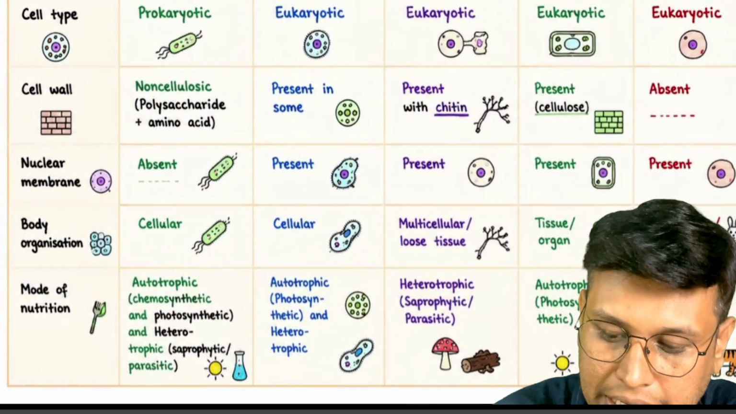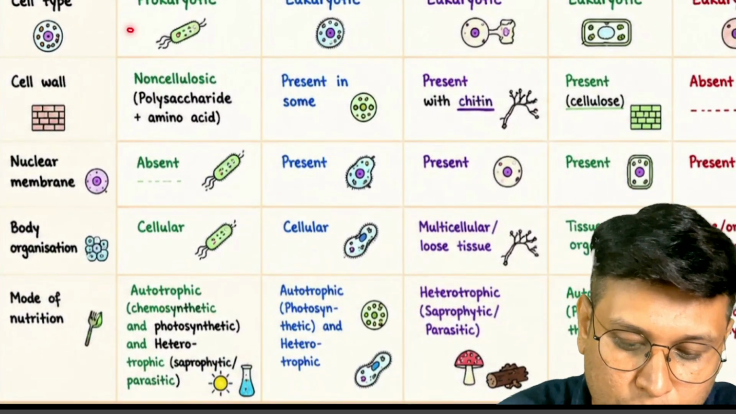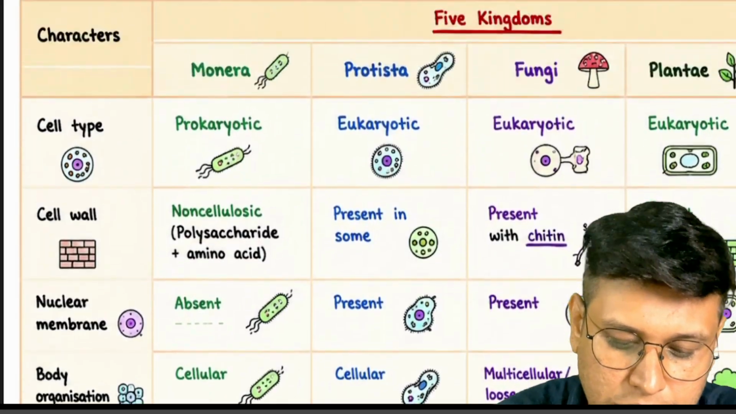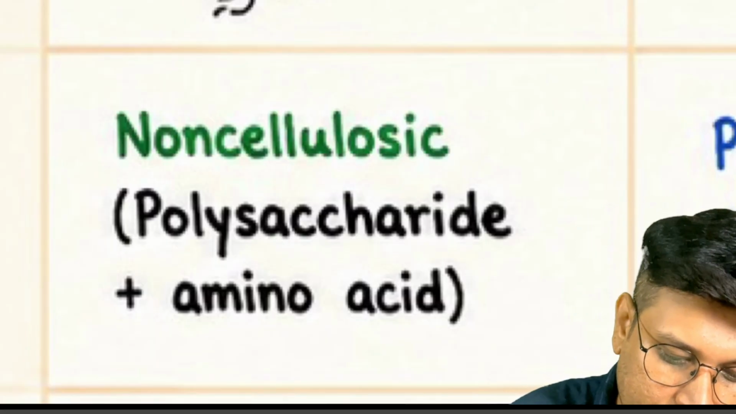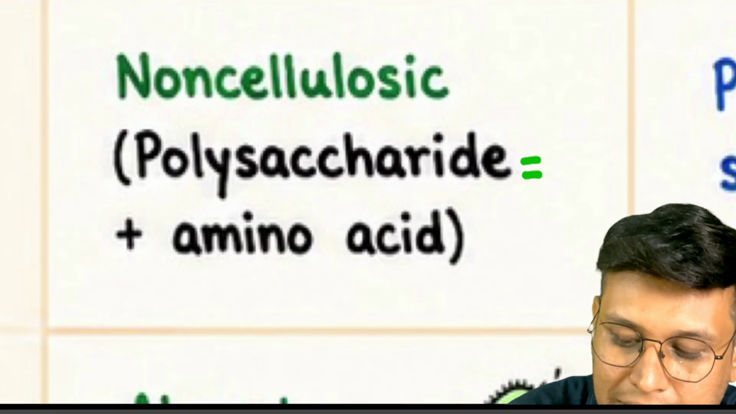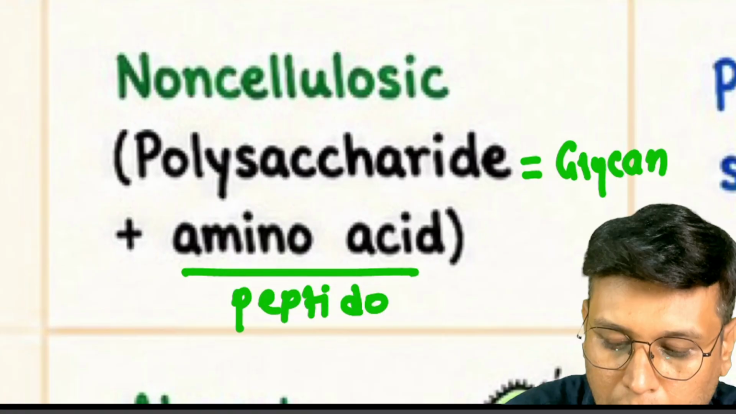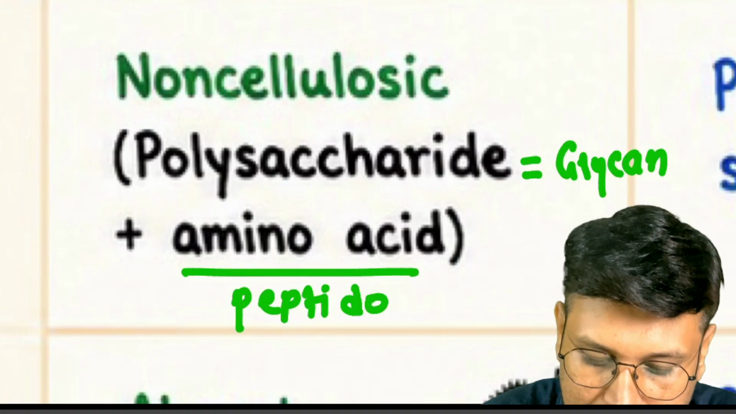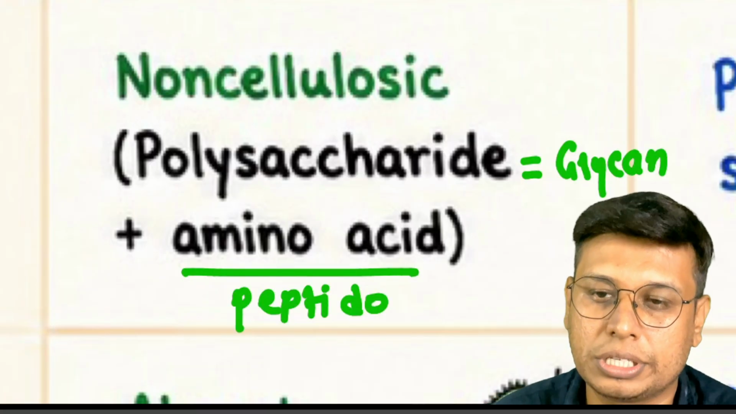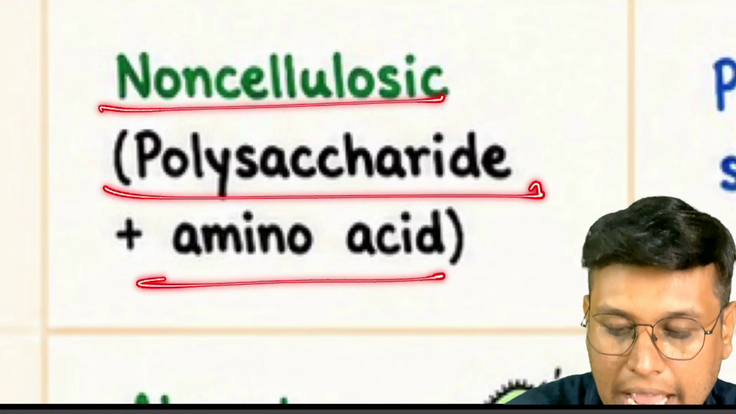Next, this is the chart given in NCERT. Very important. Next, Monera. Cell type is prokaryotic, cell wall is non-cellulosic, polysaccharide and amino acid. What is this non-cellulosic polysaccharide and amino acid? It will come further in the chapter, but still here, the polysaccharide is glycan, and the amino acid is called peptido. So bacteria will have a peptidoglycan cell wall. For eubacteria and archaebacteria, the composition can be different. So altogether considering these properties, they have said simply non-cellulosic polysaccharide and amino acid.